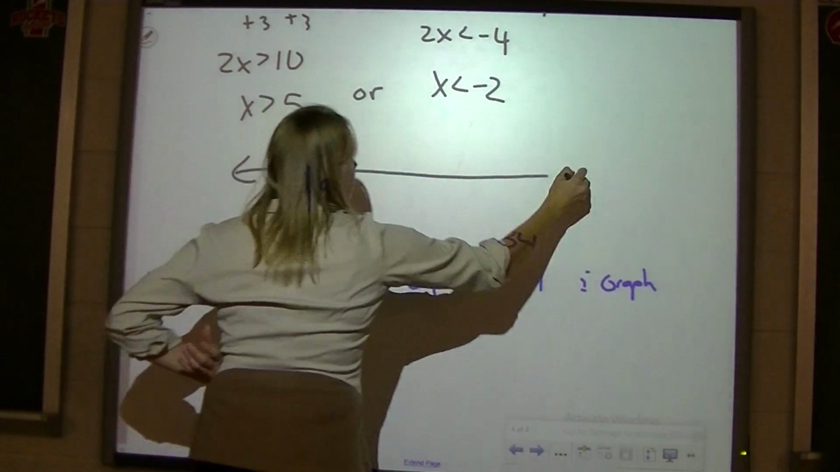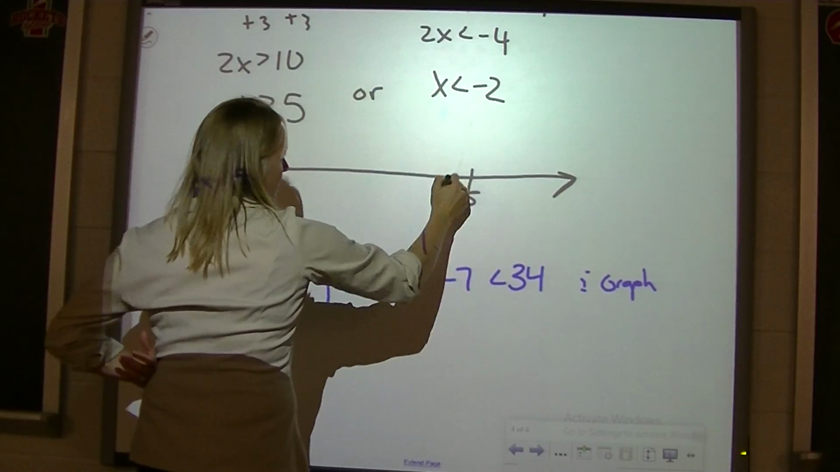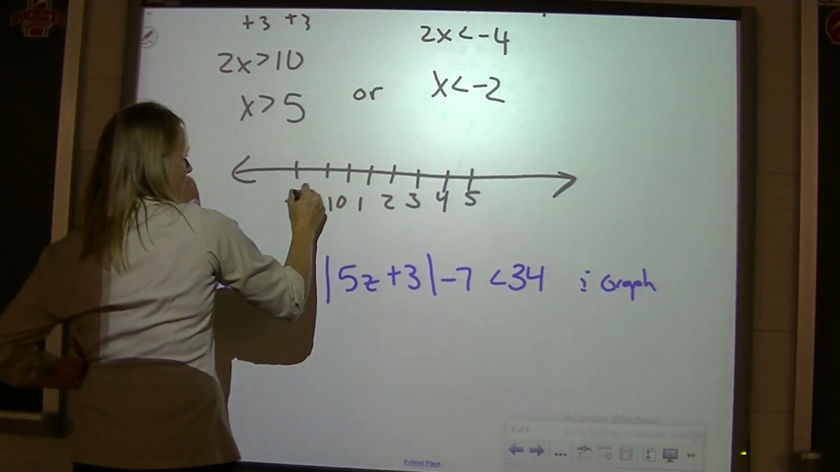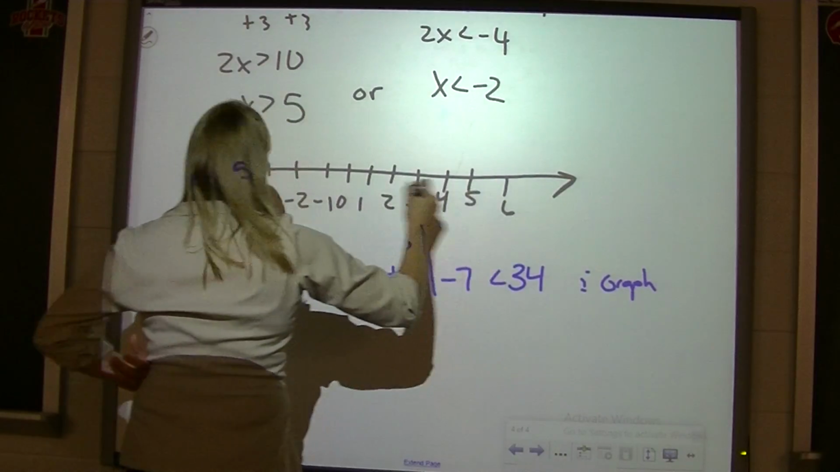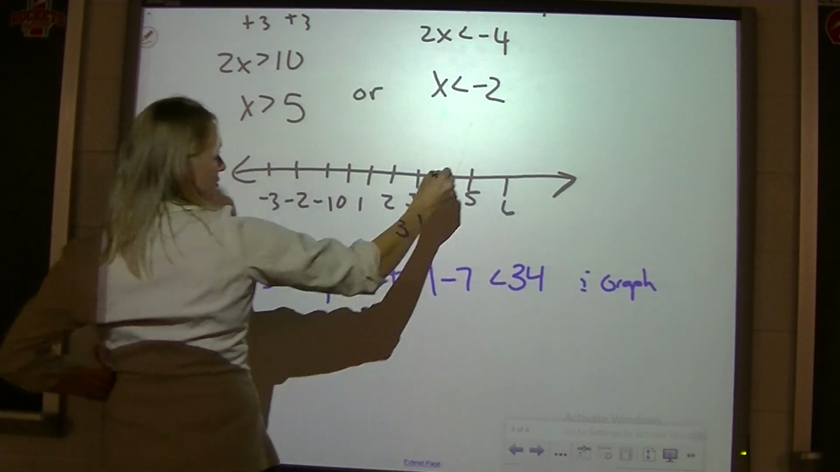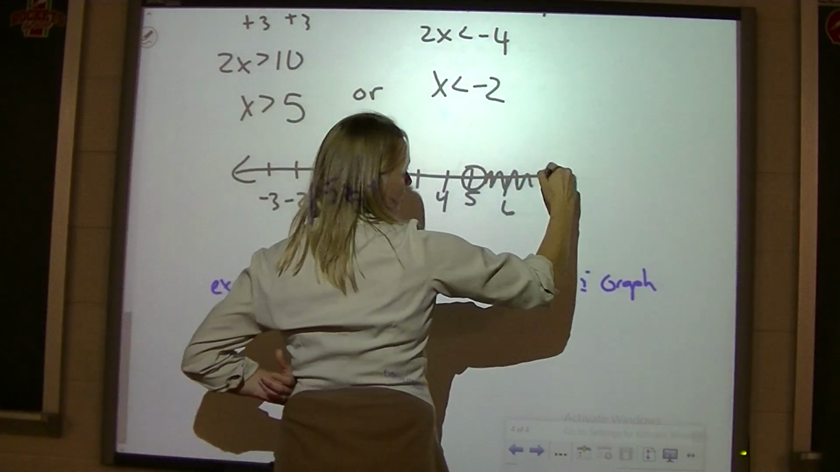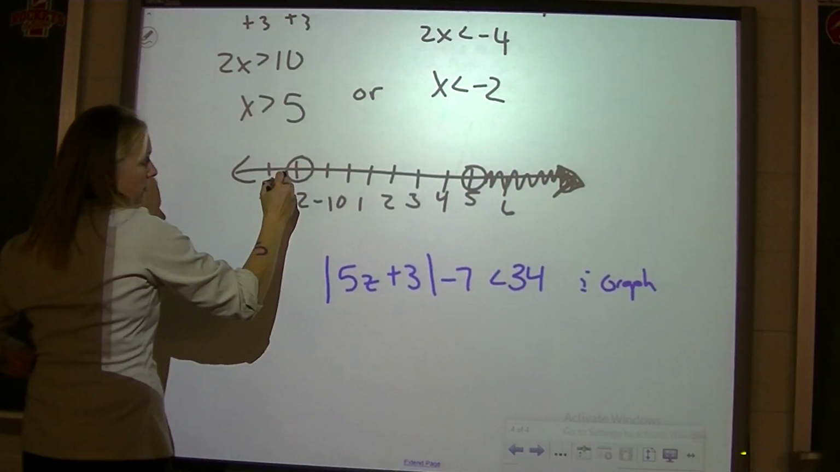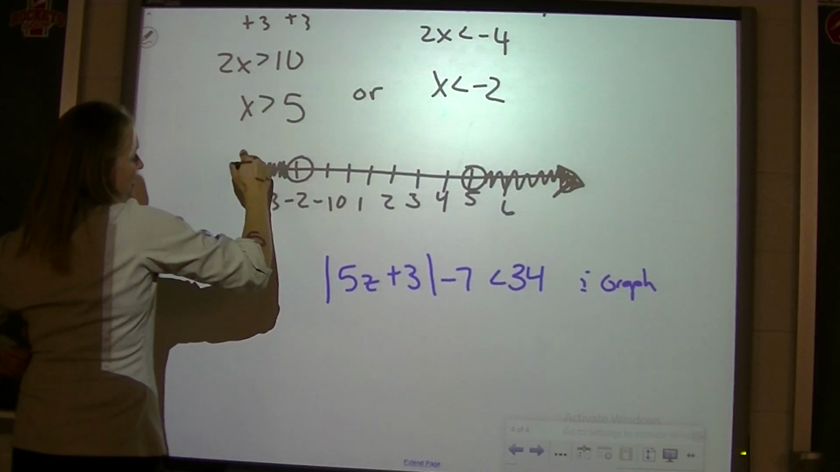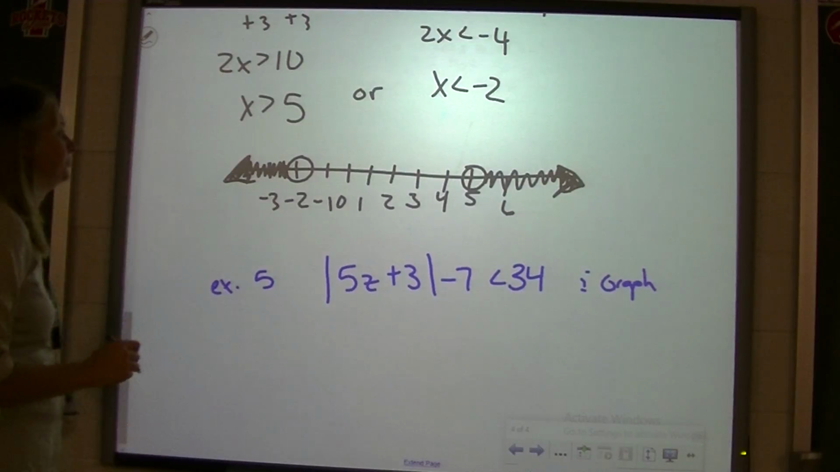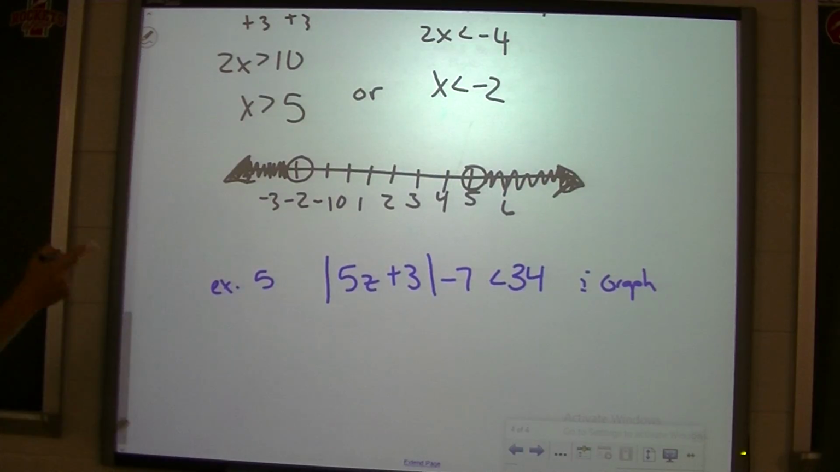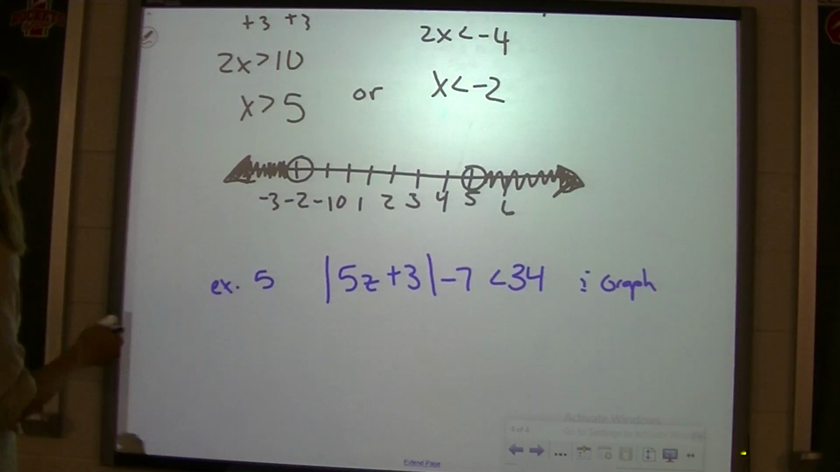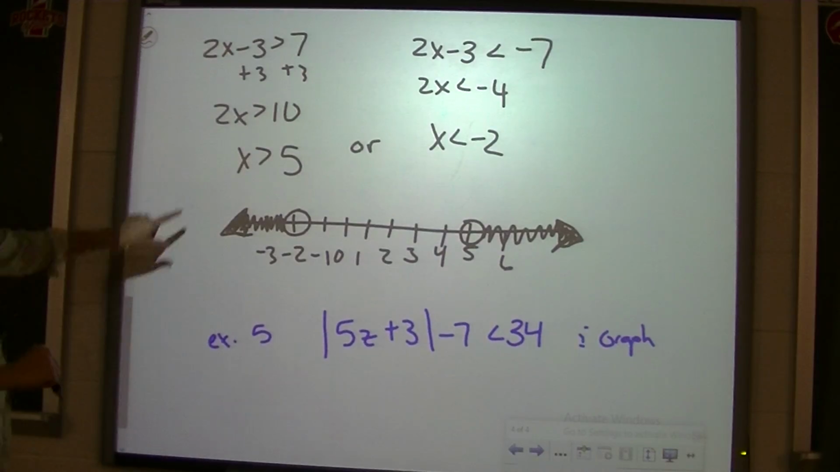Because when I graph it, I have 5, 4, 3, 2, 1, 0, negative 1, negative 2. Okay, open circles, remember, so I have an open circle at 5, and I'm going to shade greater than that. And then I'm going to have an open circle here at negative 2 and shade less than that. So either one of those. So I could pick 6 or negative 3, and it should work in my original.